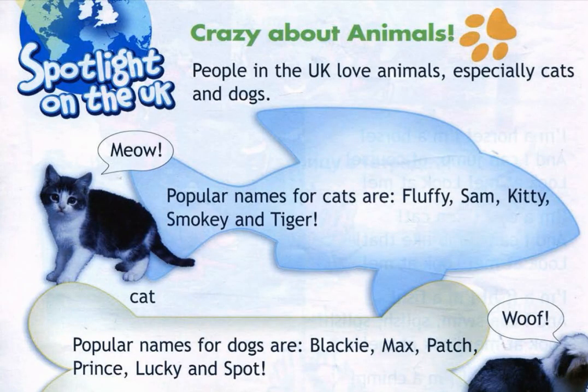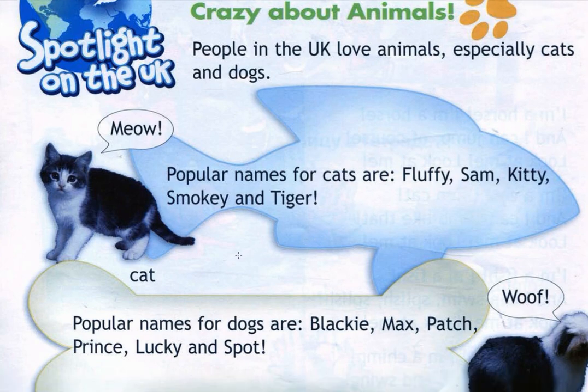Boys and girls, look at the picture, please. Crazy about animals. People in the UK love animals, especially cats and dogs. Popular names for cats are Fluffy, Sam, Kitty, Smokey, and Tiger. Popular names for dogs are Blackie, Max, Patch, Prince, Lucky, and Spot.